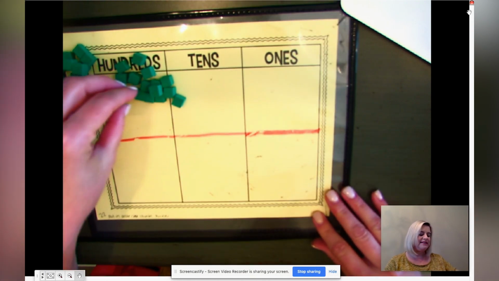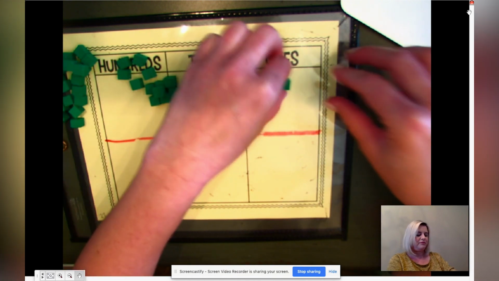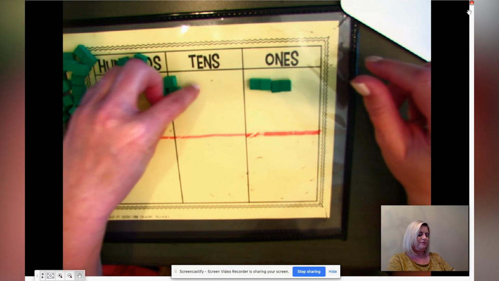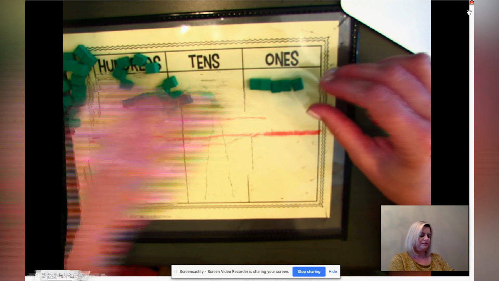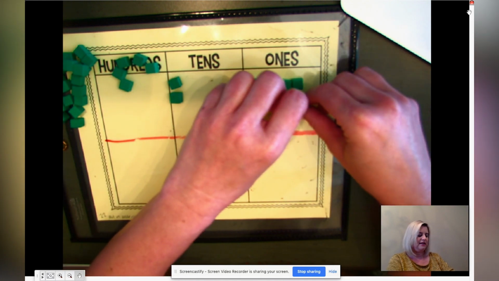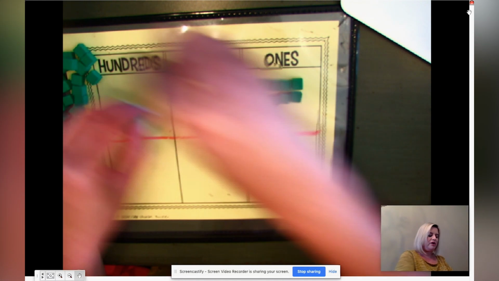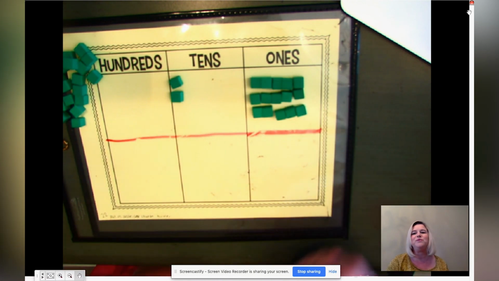So let's count by fives. Remember, you've read 15 books. We have 5, 10, and then 5 more makes 15. Way to go! We have 15 ones.